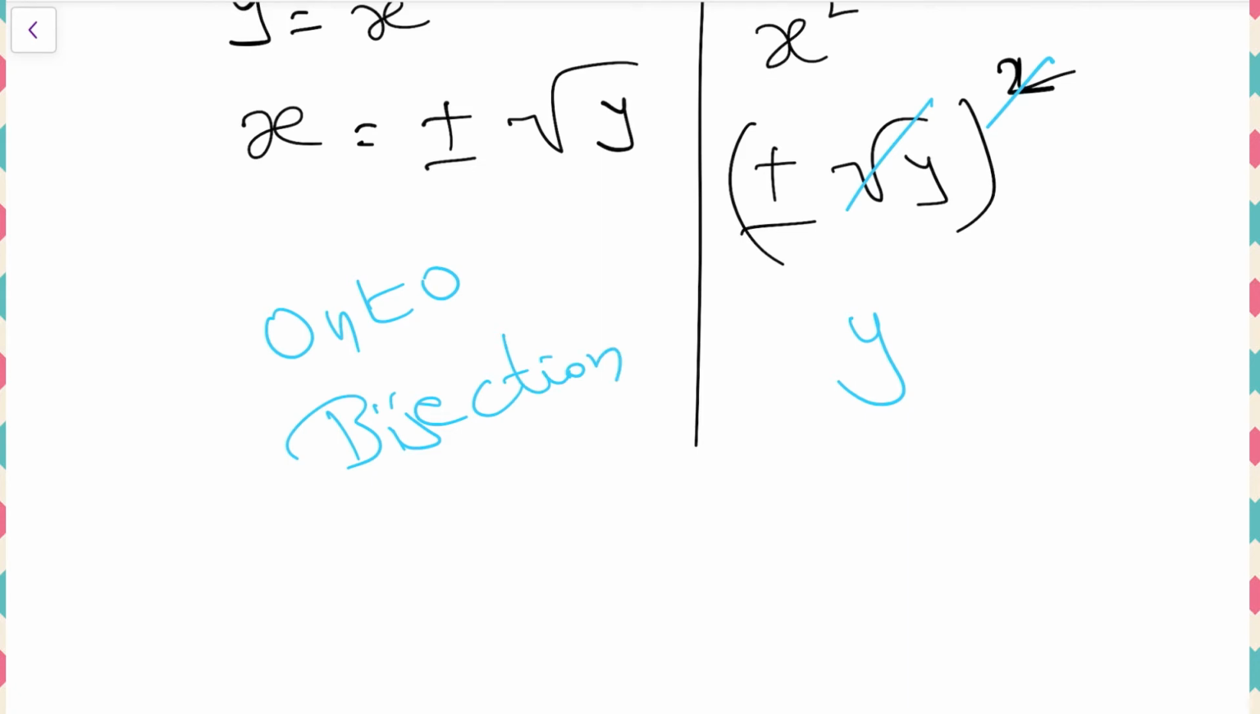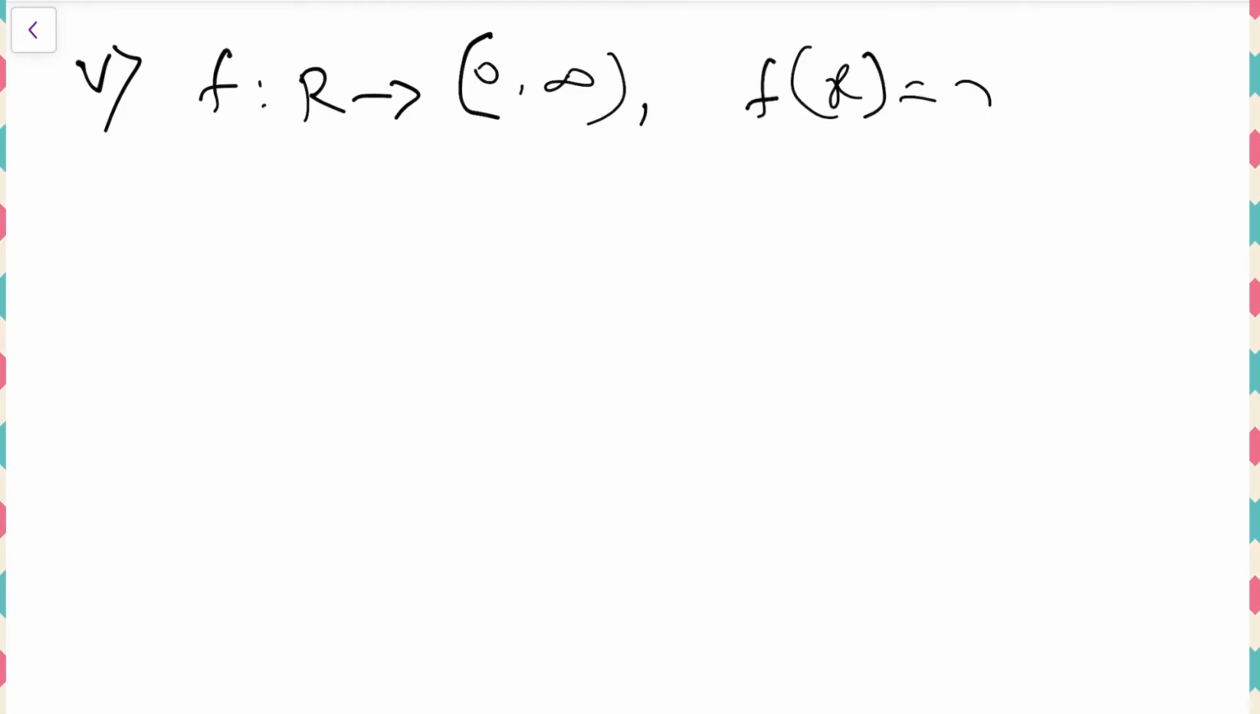Let us check question number 5 in this. F is a function from R to 0 comma infinity, where 0 is included, and the function is defined as f of x is equal to x square. Now if you observe the previous question and this question, in the previous question the domain is different. Now in this he clearly mentioned that the domain is the real numbers. It means any real number, it may be positive or negative or 0, we can take.